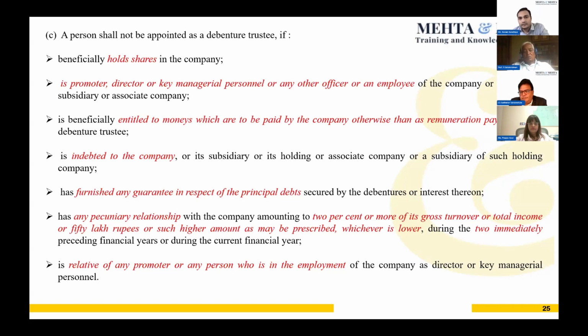Secondly, the person shall not have furnished any guarantee in respect of the principal debts secured by the debentures or interest thereon, and shall not have any pecuniary relationship with the company amounting to 2% or more of its gross turnover or total income, or 50 lakhs or such amount as may be prescribed, whichever is lower, during the two preceding financial years and the current financial year, and shall not be a relative of any promoter or a person who is in employment of the company as a director or a KMP. So these are very clear and crisp conditions while identifying the debenture trustee.